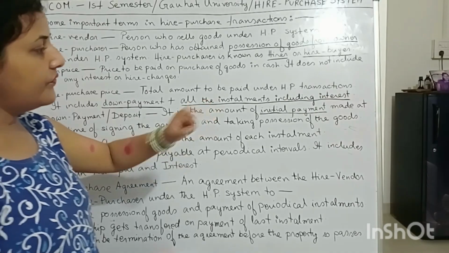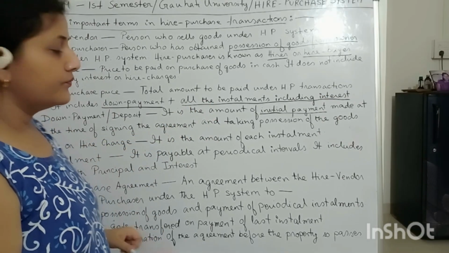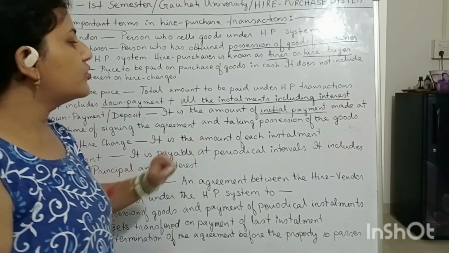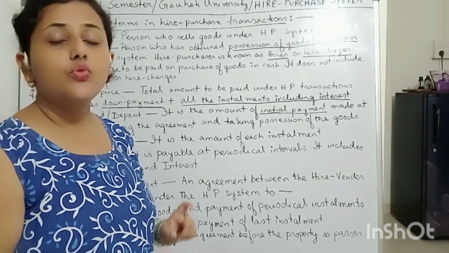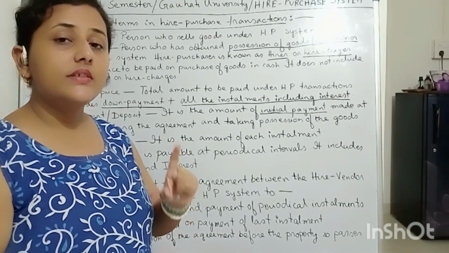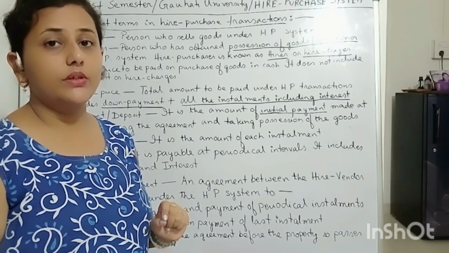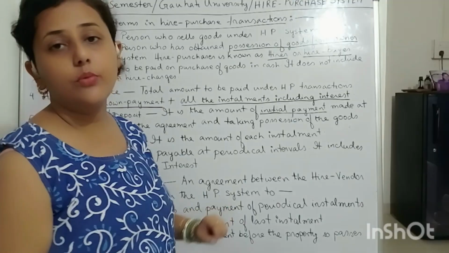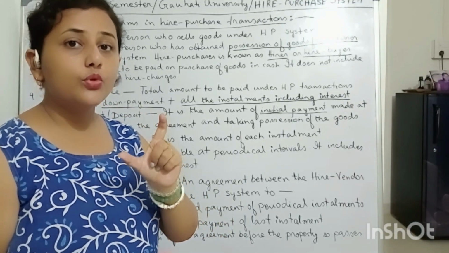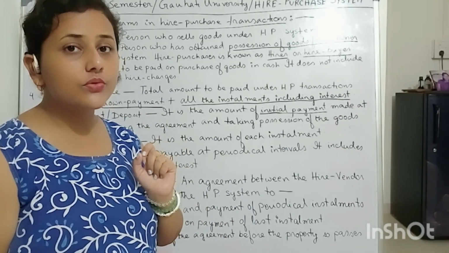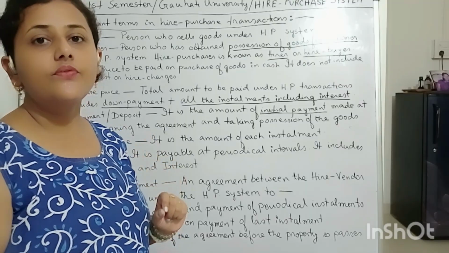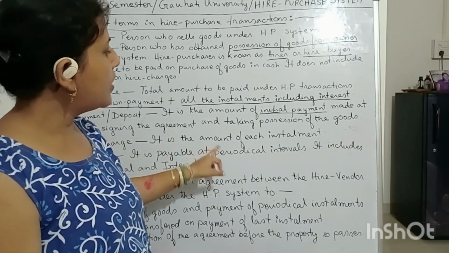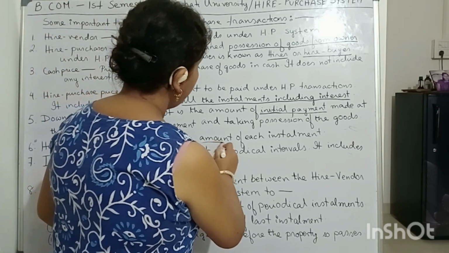It is the amount of initial payment. Then you see what is hire or hire charge. It is the amount of each installment. So what is hire charge? It is the amount of each installment. Hire charge means it is the amount of each installment. It will include a portion of the cost price of goods and an amount of interest. So hire or hire charges means the amount of each installment.